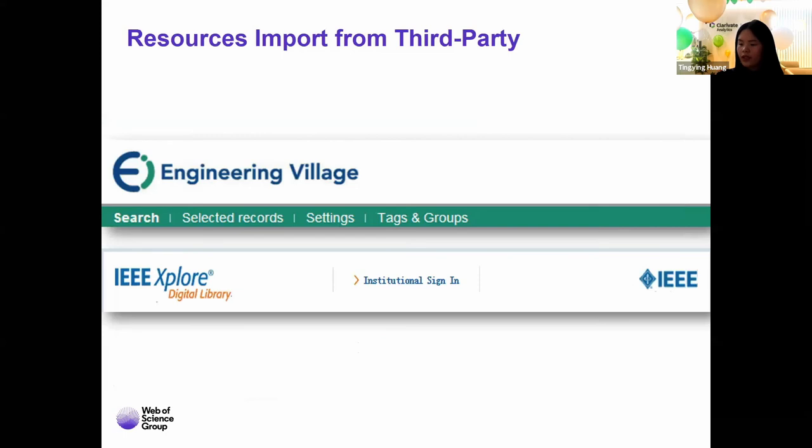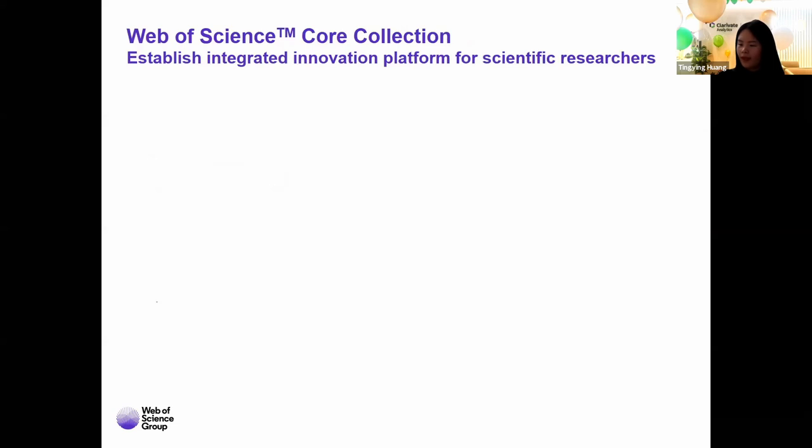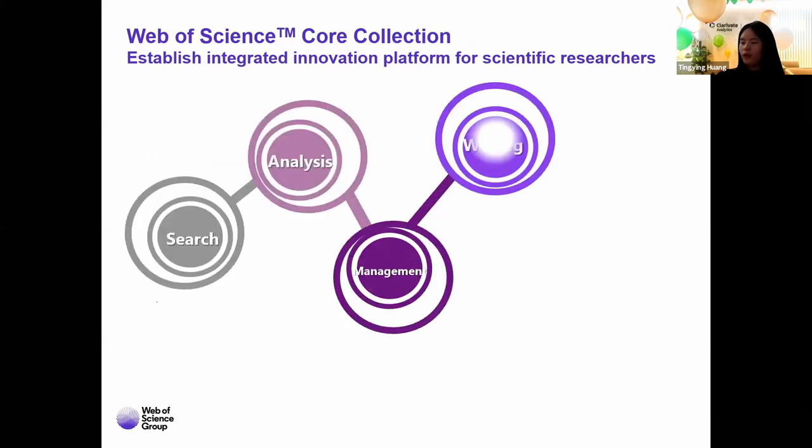Additionally, you can also import resources and papers from other databases, just like IEEE databases, into EndNote Online for further references management. In the next step, when we write our papers, EndNote can also help a lot in citation formatting and automatic references inserting.